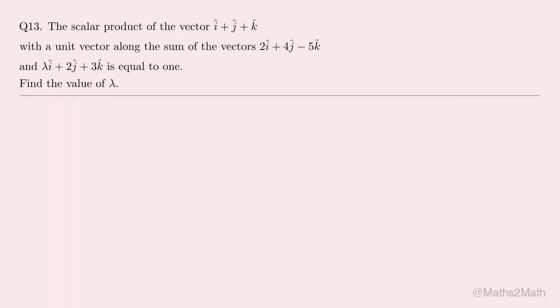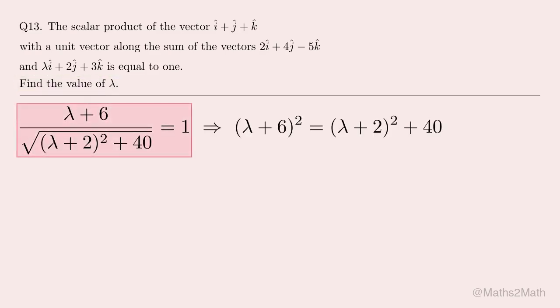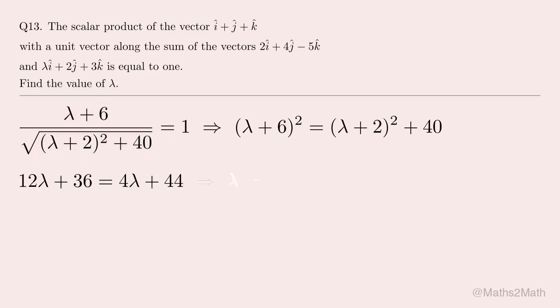Question 13. A unit vector condition hiding a quadratic that collapses. Set the dot over the magnitude to 1. The sum is lambda plus 2, 6, minus 2. The dot with the 1's vector is lambda plus 6, and squaring the condition kills the quadratic terms. Expand, 8 lambda equals 8.